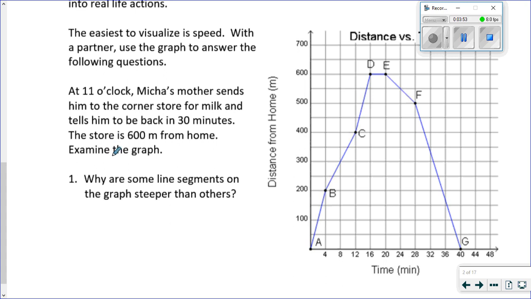The store is 600 meters from his home. So let's have a look at the graph. You'll notice it's broken up into sections, so each straight line has an identifying point. So this first section here can be referred to as AB. Why are some line segments steeper than the others? So why is this line here less steep than this line? What's the difference?